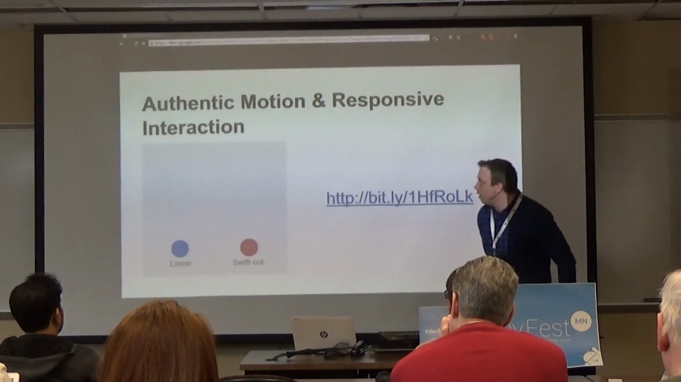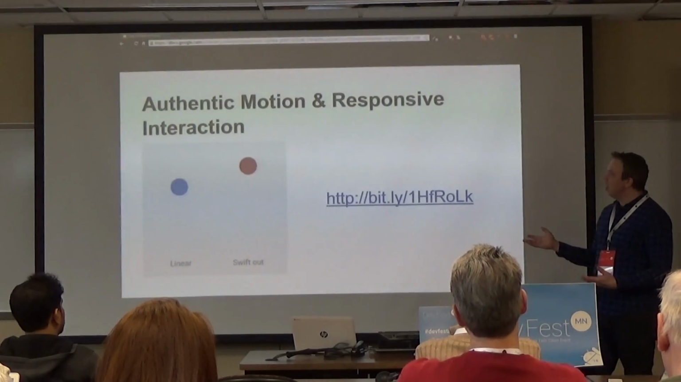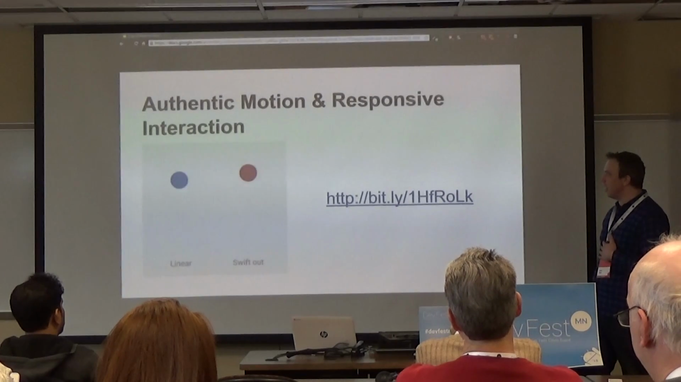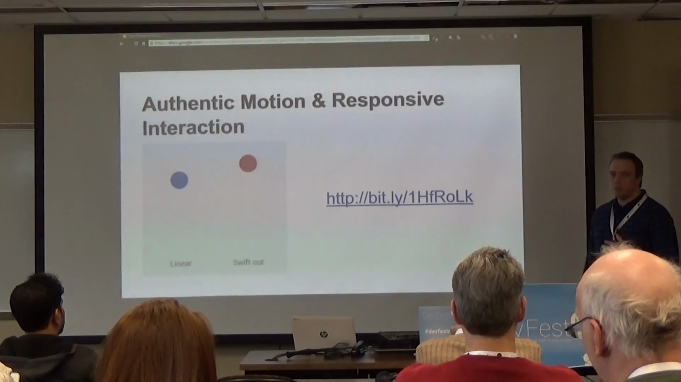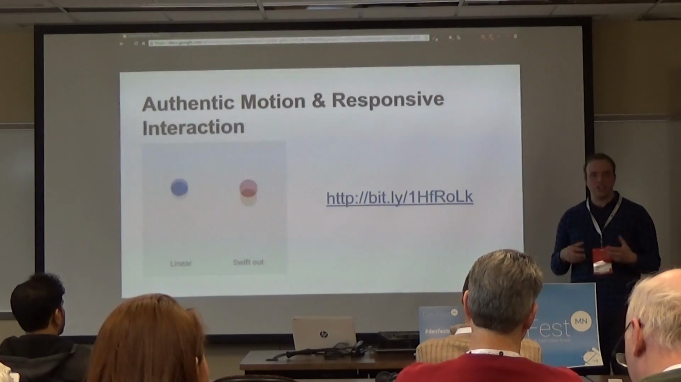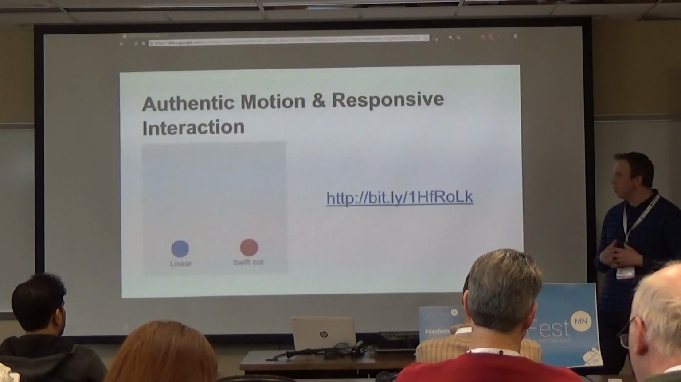So one of the things that we looked at when we were looking at implementing material design were these two concepts of authentic motion and responsive interaction. And these are two concepts that are in the material design documents. Authentic motion says that things that move in the digital world should actually move like they would kind of in the real world. It should move authentically.